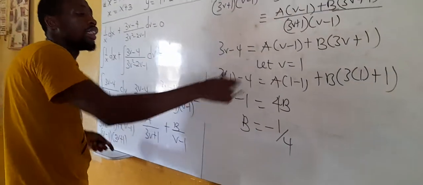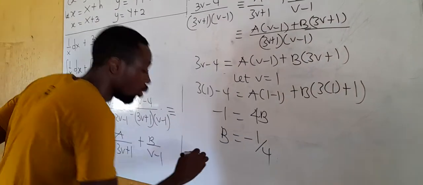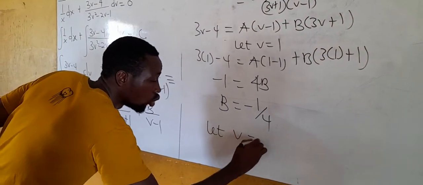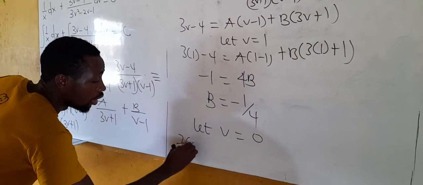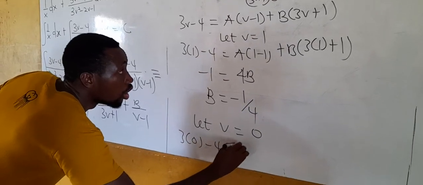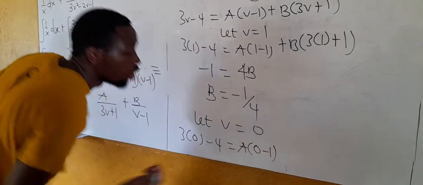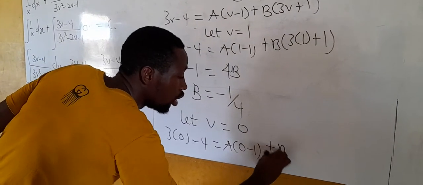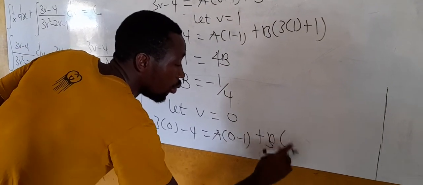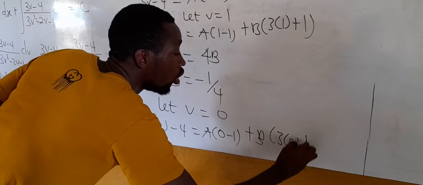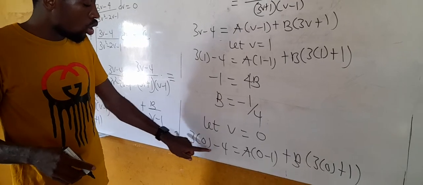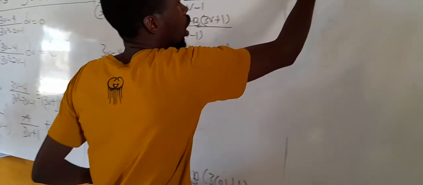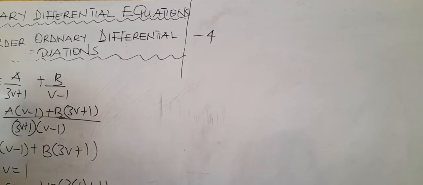The next thing is that we let V be equal to another value. So let V be equal to 0 now. In place of V, we put 0. So we have 3 times 0 minus 4 equal to A bracket 0 minus 1, then plus B times bracket 3 times 0 plus 1. So 3 times 0 is 0, minus 4 is negative 4. We have negative 4 there. Then 0 minus 1 is negative 1.